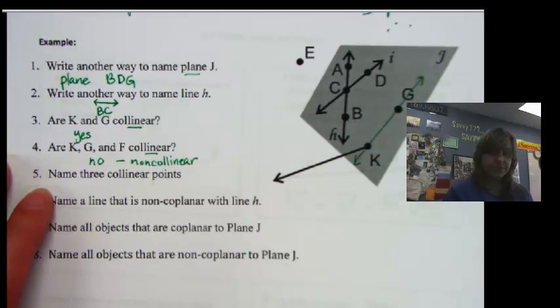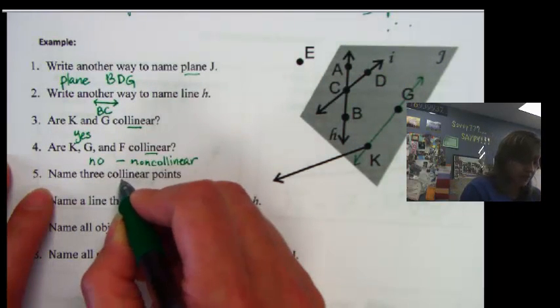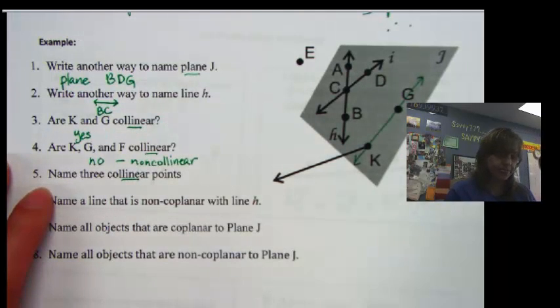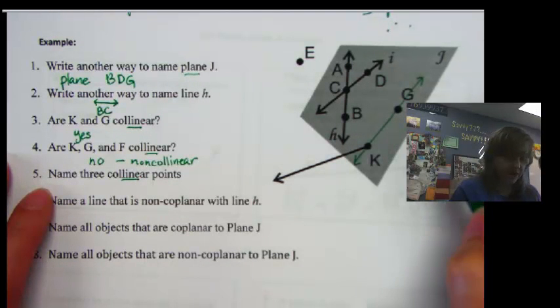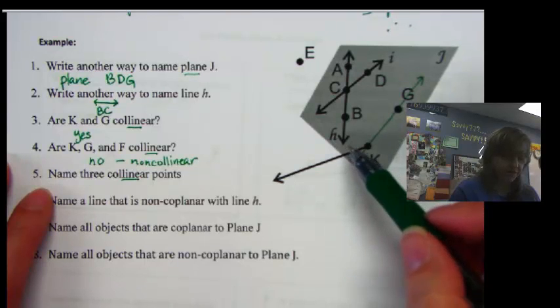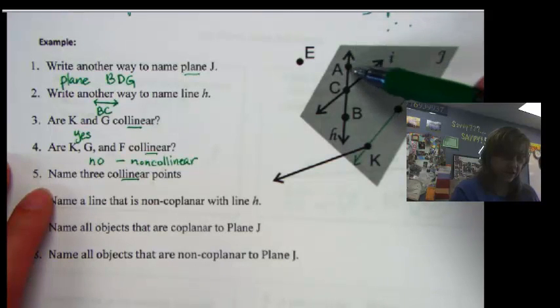Alrighty, number 5. We're going to name 3 collinear points. 3 points all in the same line. We already know that K, G, and F are not. Let's see if we can find 3 that are.